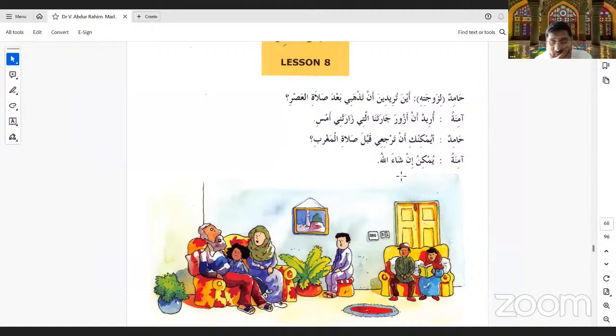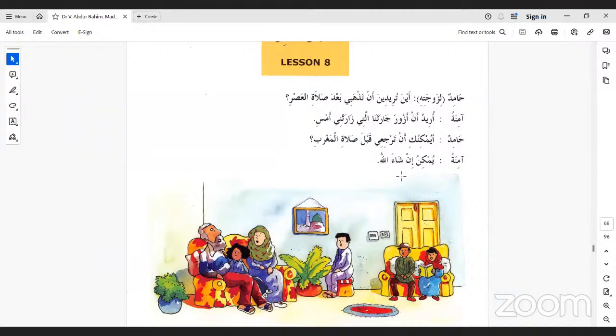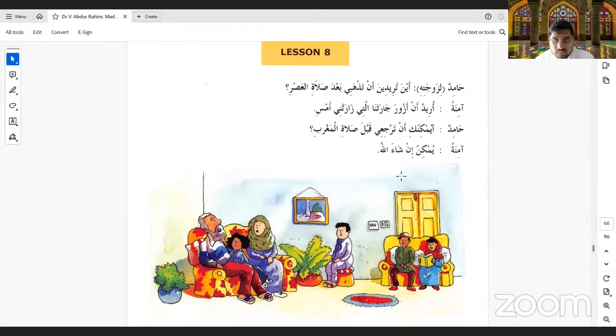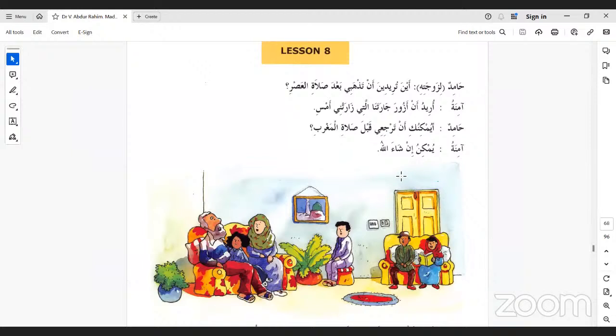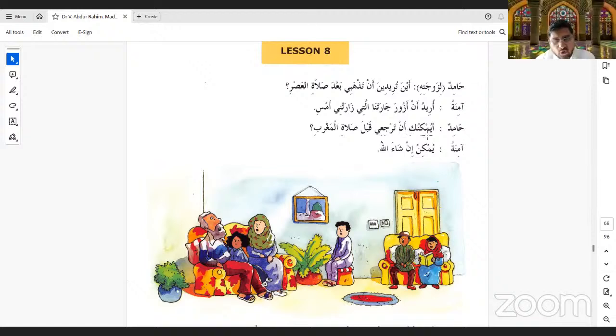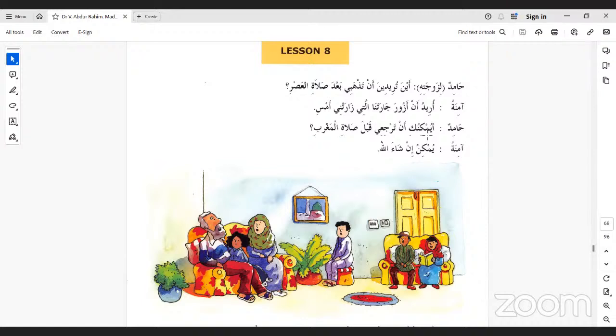Hamid, is it possible to return before evening prayers, Maghrib prayers? Sorry, Sheikh, can we say, is it possible that you return before Maghrib prayers? Yes, in some senses, instead of saying to, you can translate as that. Is it possible for you that you return before Maghrib prayers? Yes, that's fine. Thank you, Sheikh.